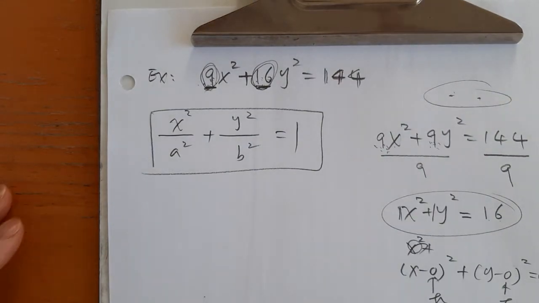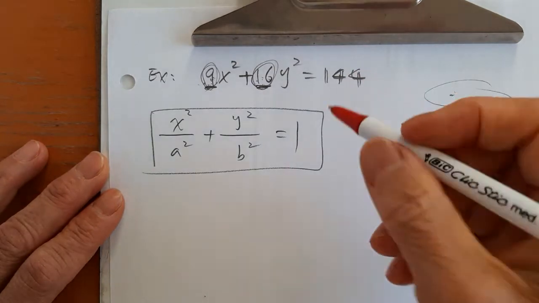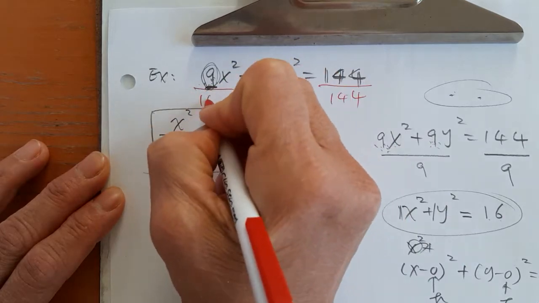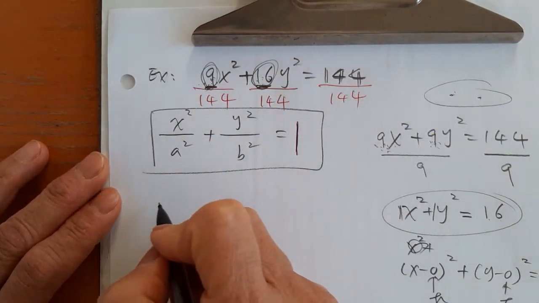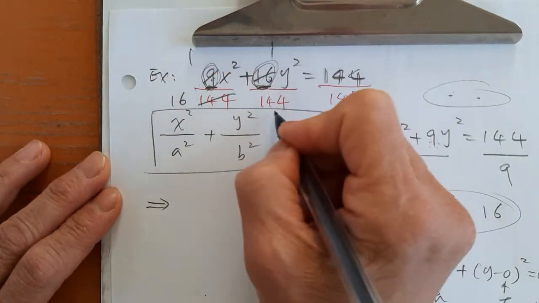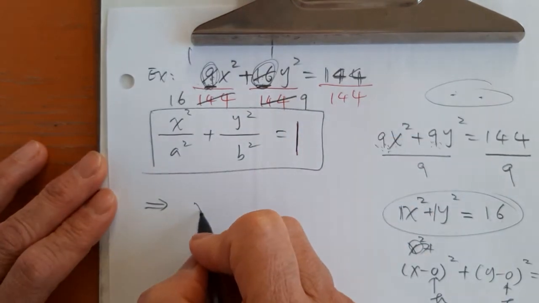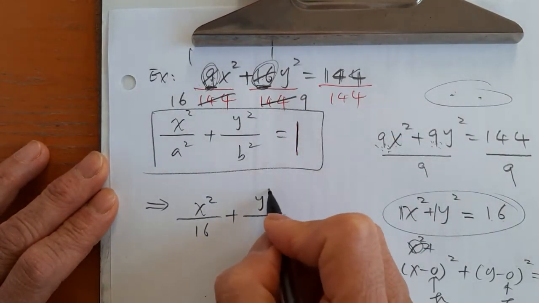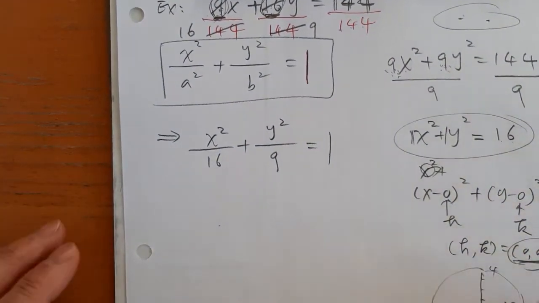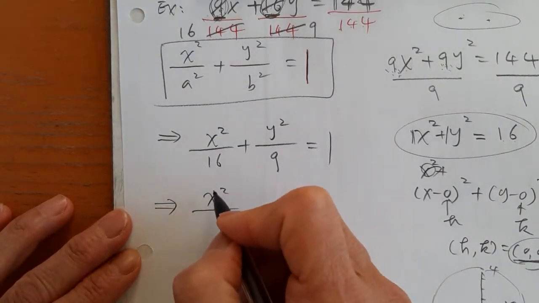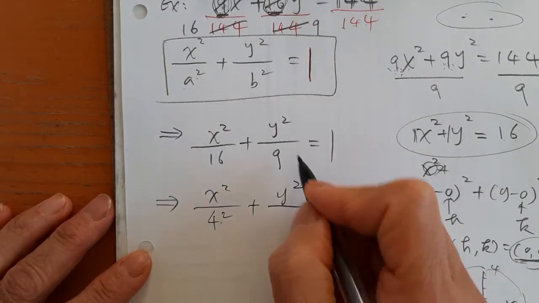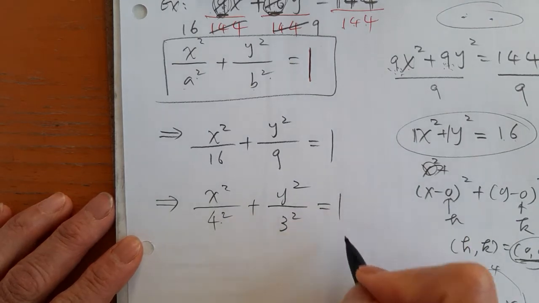So you divide both sides, each term, by 144, to change the right side to 1. That's changed. So 9 and 144 cancel, it's 16. 16 and 144 cancel, get 9. So you get x squared over 16 plus y squared over 9, and 144 divided by 144 is 1. And then x squared over 16, 16 is 4 squared, plus y squared over 9, 9 is 3 squared, equal 1.